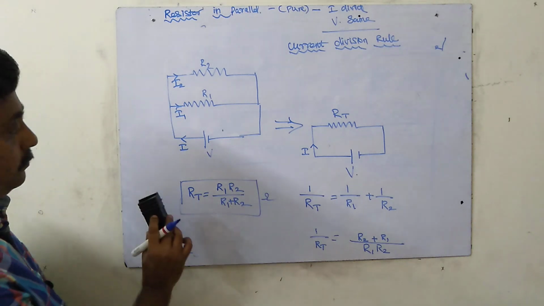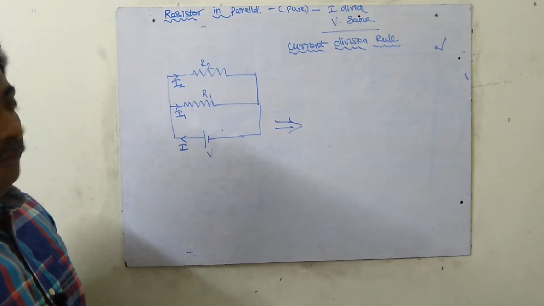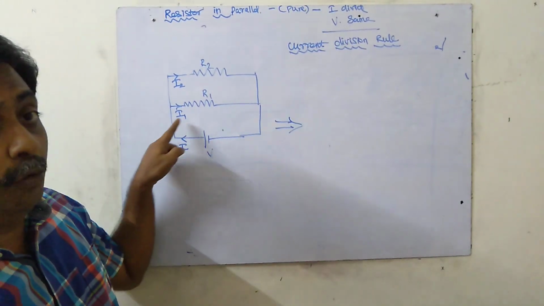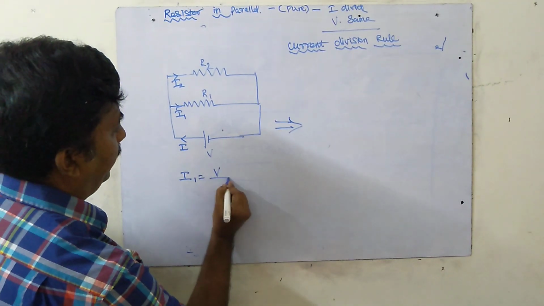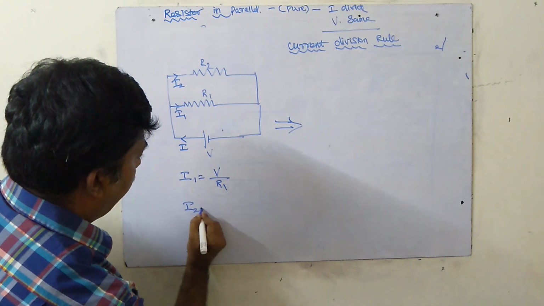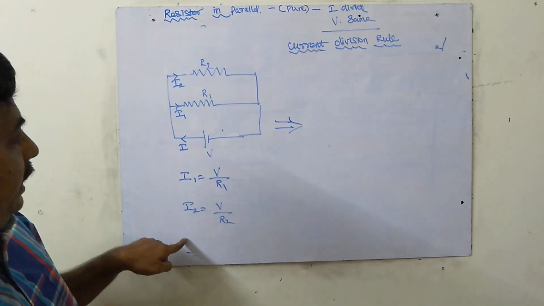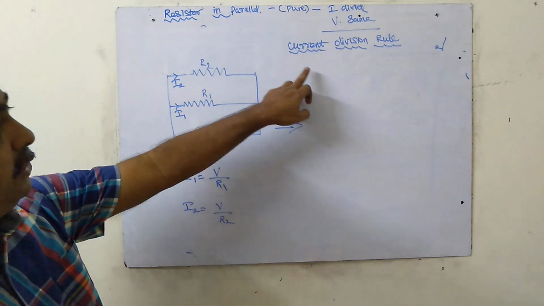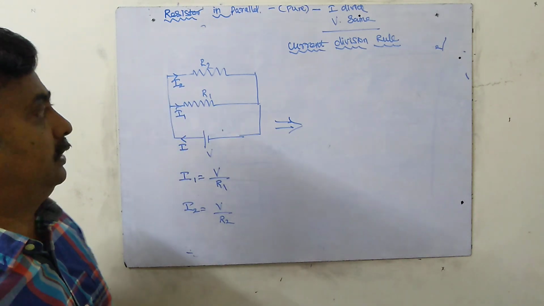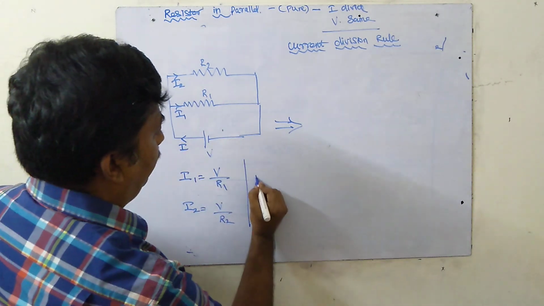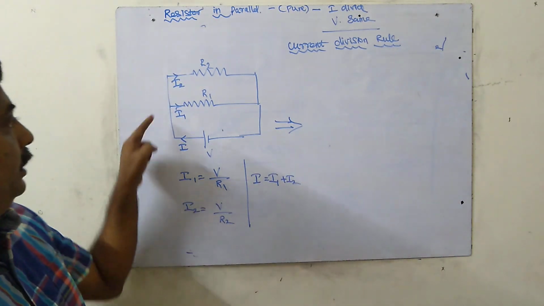So now, current division rule. What is current division rule? The current divides only in parallel circuits. One method I have already told: I1 equal to V by R1 and I2 equal to V by R2. Suppose we have a third, I3 will be equal to V by R3. Current division rule means here the current I is dividing into I1 and I2, it is divided into two parts. According to KCL, I will be equal to I1 plus I2. Here I am applying KCL.